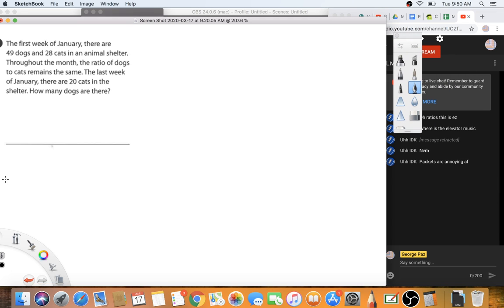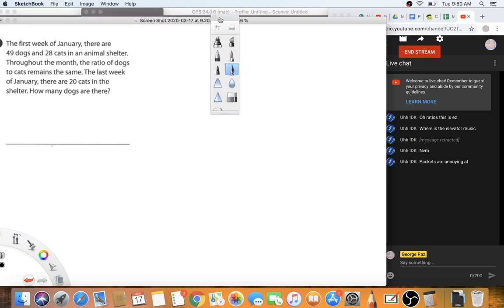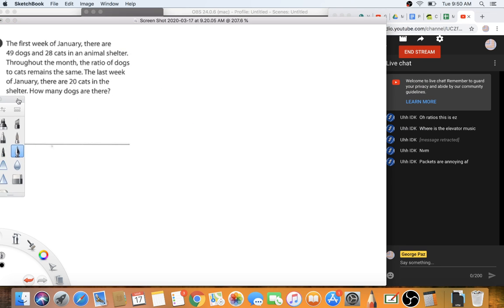There you go. So this one says the first week of January. Actually, I want this over here. It's kind of useful. The first week of January, there are 49 dogs and 28 cats in an animal shelter. Okay, those are 2 categories: dogs and cats. Pretty normal. Throughout the month, the ratio of dogs to cats remains the same. The last week of January, there are 20 cats in the shelter. How many dogs are there?